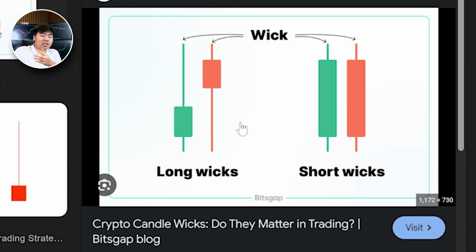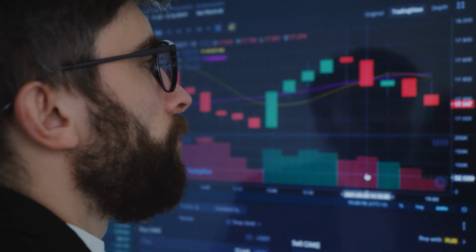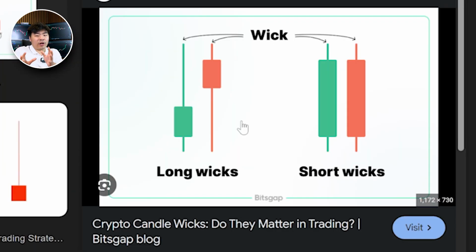You know, trading is a game of chances. There is no such thing as a 100% accuracy strategy. No, it's never like that. Trading is a game of probabilities and chances, and the job of a trader is to optimize those chances so it would benefit you as a trader.